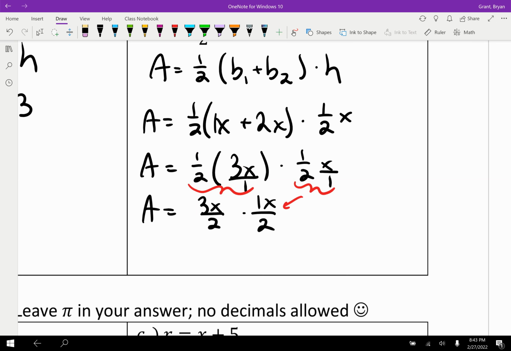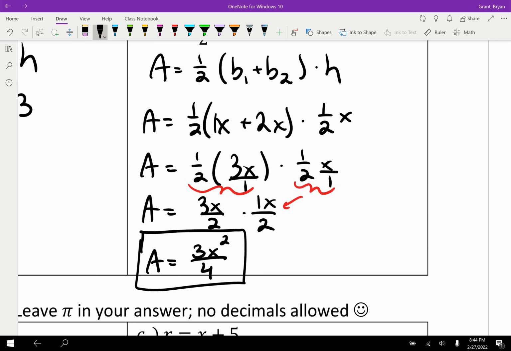Once we're here, let's continue multiplying straight across. 3x times 1x, well, 3 times 1 is 3. X times x is x squared. And 2 times 2 will give us 4. So our area is 3x squared over 4. You could, by the way, also write this as 3/4 x squared.